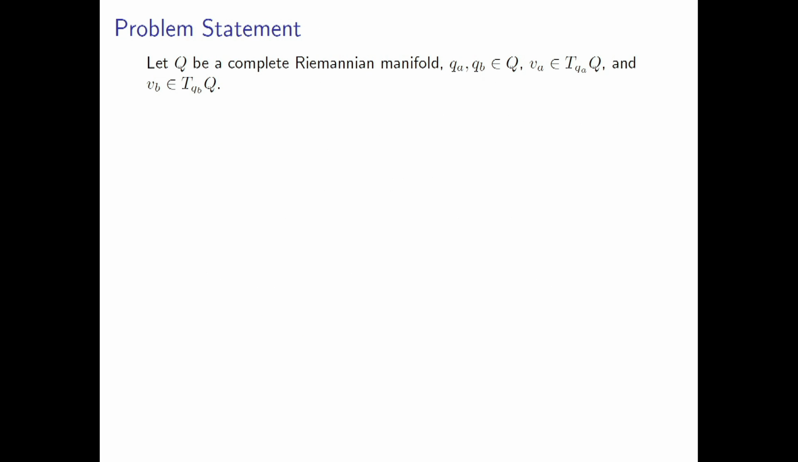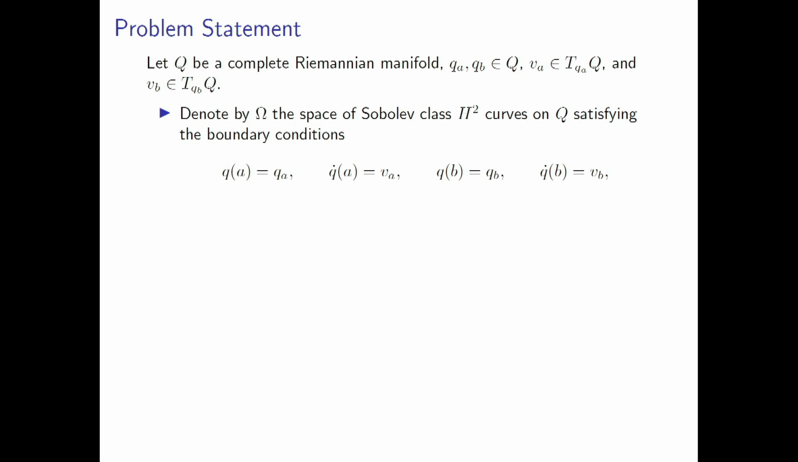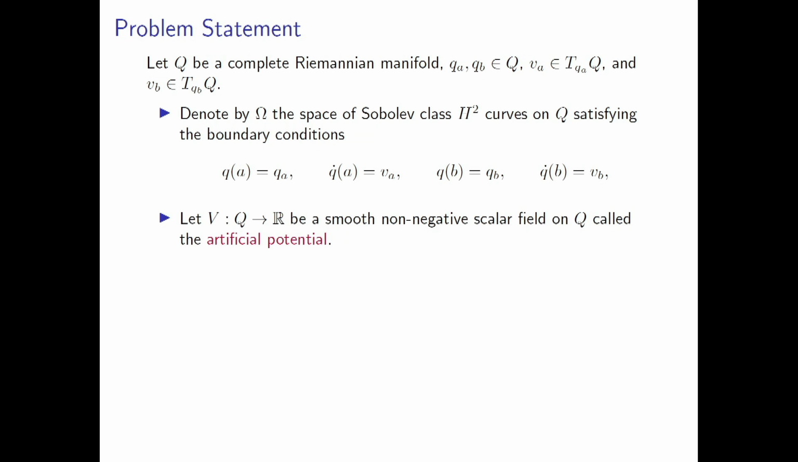So let's begin with the problem statement. We assume that Q is a complete Riemannian manifold. Q_A and Q_B are points on Q. V_A and V_B are tangent vectors at the points Q_A and Q_B of the manifold Q. We will denote by Omega the space of Sobolev class H2 curves satisfying these boundary conditions: q at a equals Q_A, q dot at a equals V_A, q at b equals Q_B, and q dot at b equals V_B.